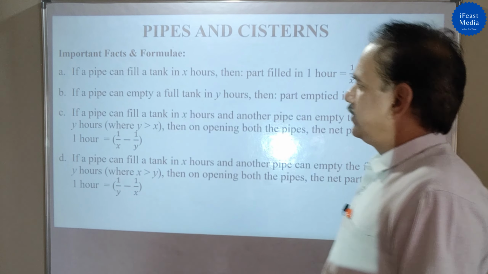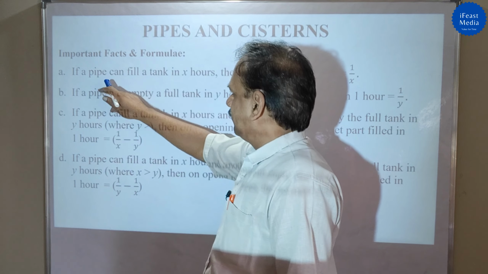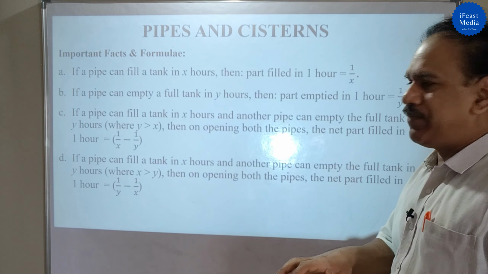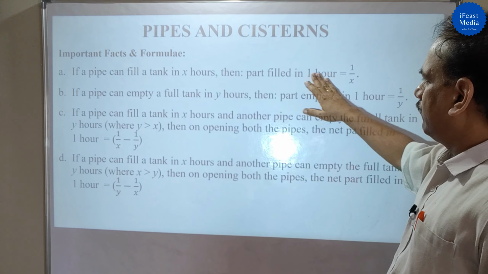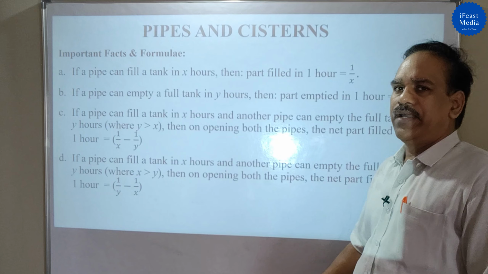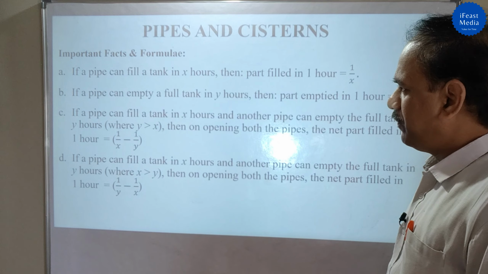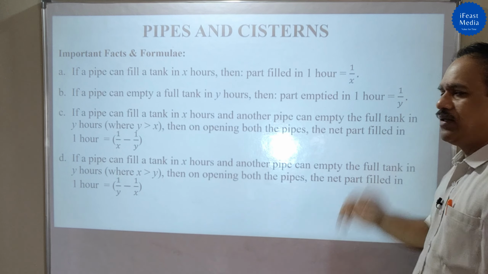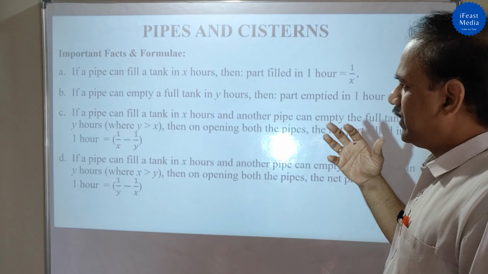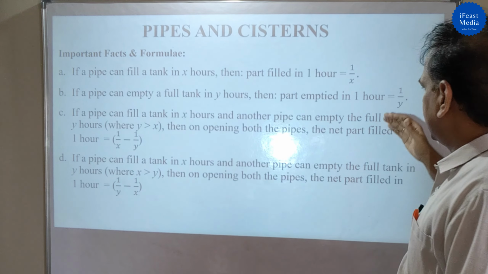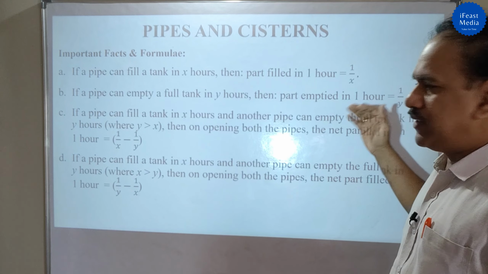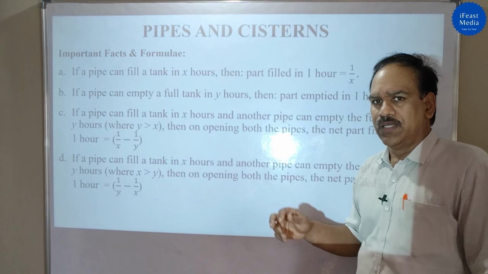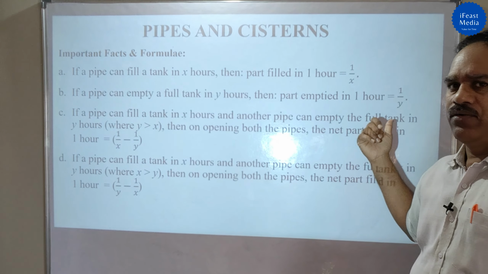Let us see some formulas in pipes and cisterns. If a pipe can fill a tank in X number of hours, the part filled in 1 hour is 1 by X. If a pipe can empty a full tank in Y number of hours, then the part emptied in 1 hour is also 1 by Y. Whenever we talk about emptying the tank, we take the negative sign, right? When you are combining both filling and emptying into a single expression, we take positive for filling and negative for emptying.